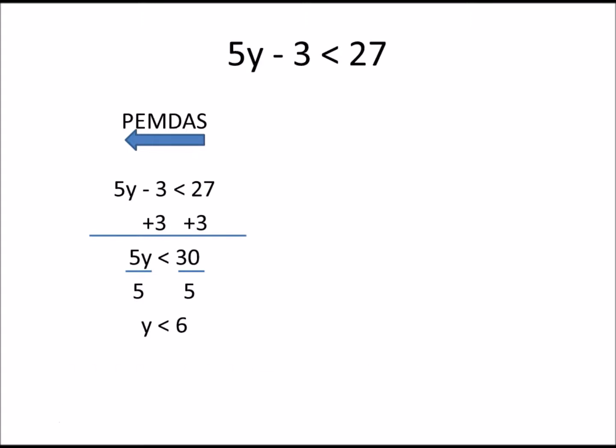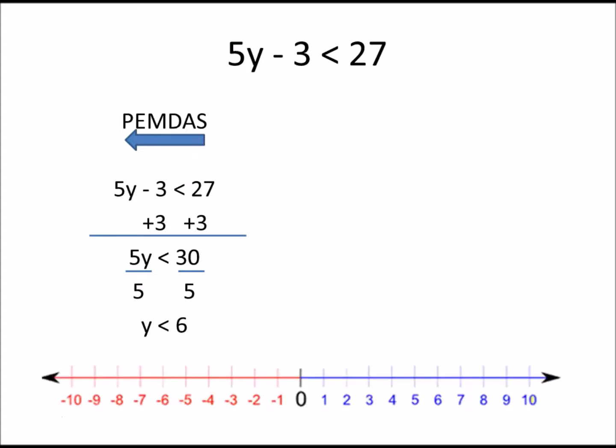So on a number line right there, we have 6. Now notice this, in this case, it's just y is less than. There is no equal to sign. So on the 6, we're going to have an open circle. And then less than is going towards the left side right there.